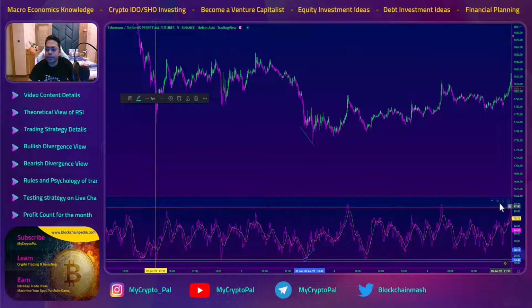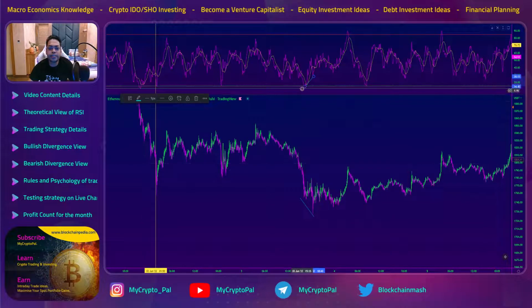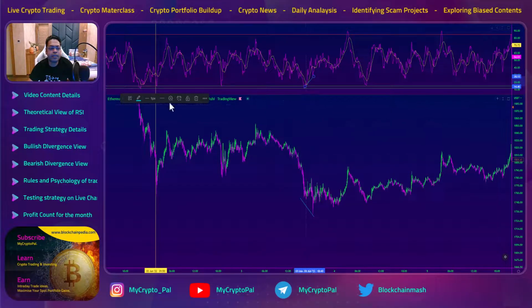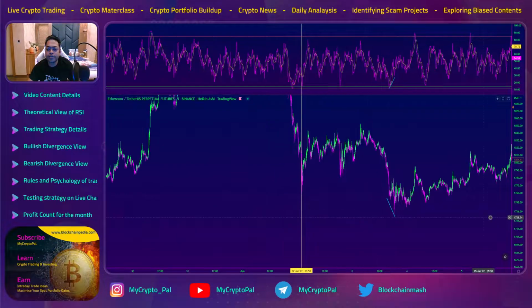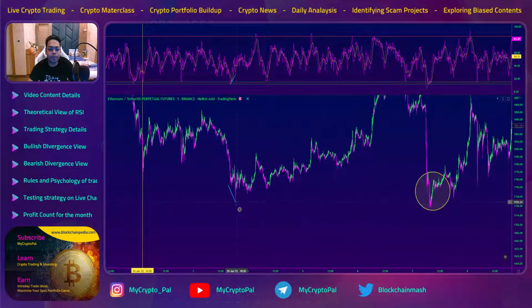Let me just shift this RSI up because it will be much easier to understand. You can see RSI is putting in higher lows. The last low, new low, and price is putting in a lower low. So this is called bullish divergence. You enter a long trade on the basis of this bullish divergence with stop loss below this.